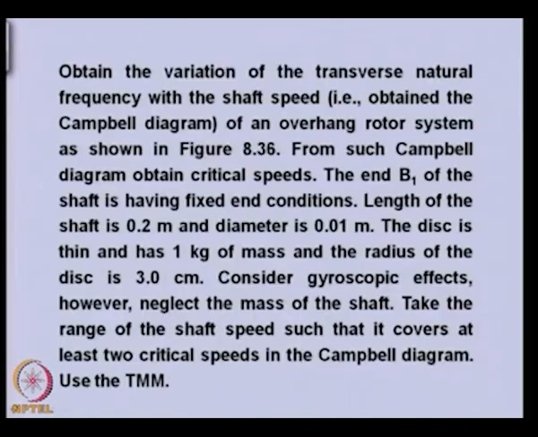So, first let us see this particular problem, with its various dimensions. You can see the shaft length and diameter are given, the mass of the disc is given, and its radius is given; this is a thin disc. So, from there we can get the other inertia properties. We are considering the gyroscopic couple and obtaining the Campbell diagram also, so that we can calculate the critical speeds of the rotor system.